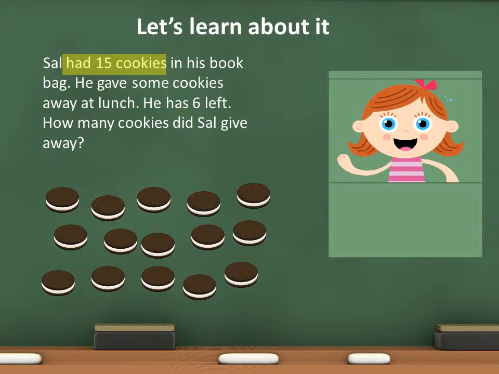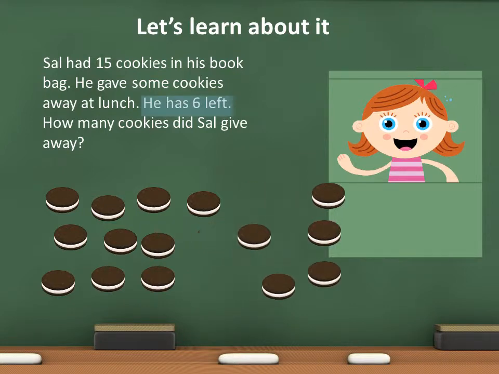Next, we learn that he gave some away at lunch. We don't know how many, but we know that he gave some away. Then the information we are given is that he has 6 cookies left after giving some away.